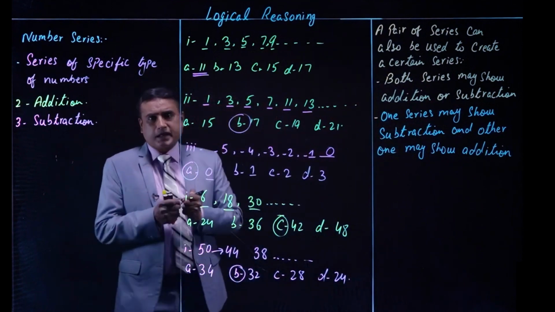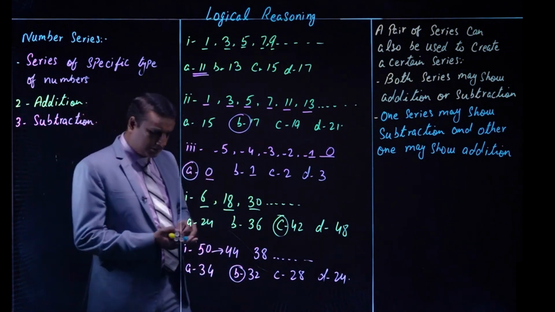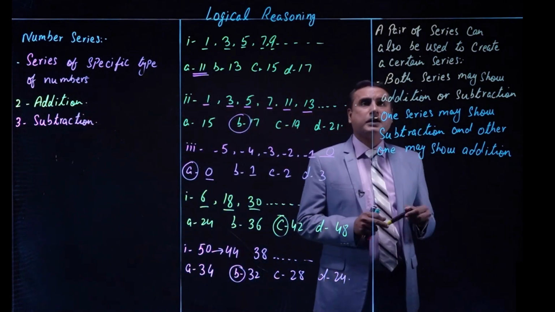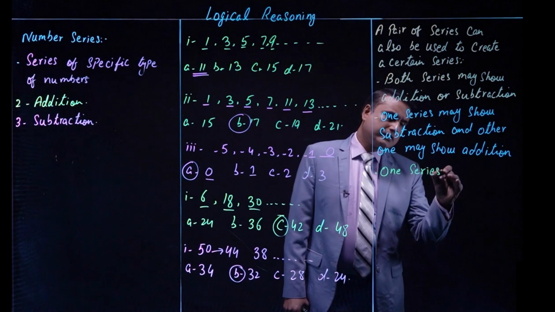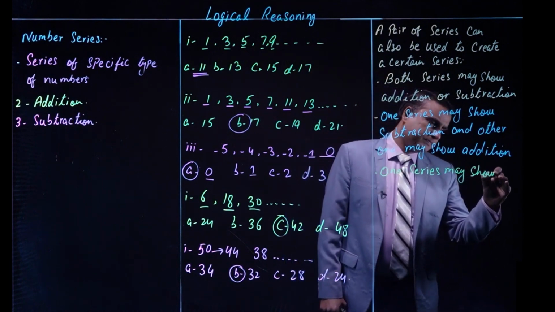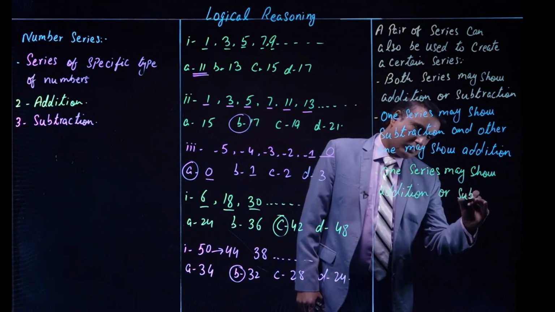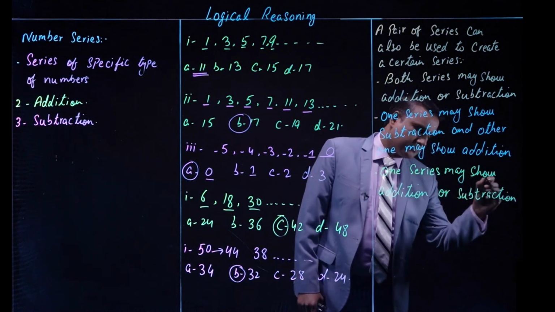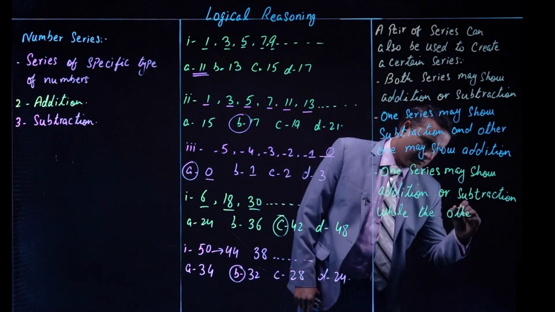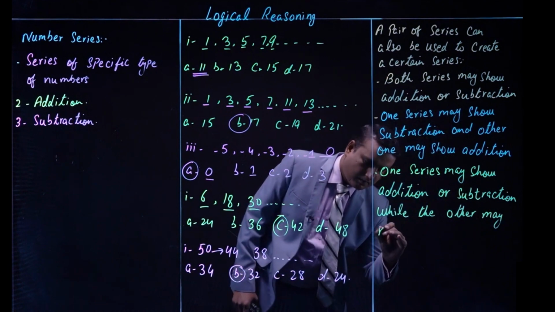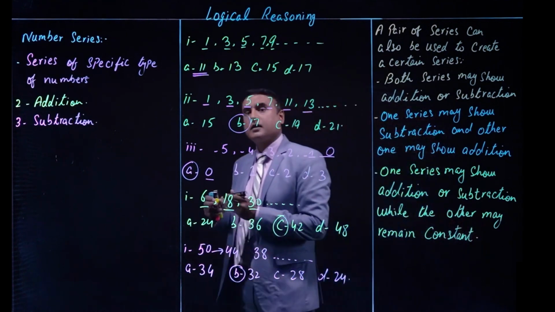दो डिफरेंट सीरीज भी चल सकती हैं. एक सीरीज में हम क्या करें? मुसलसल चीजें ऐड करते चले जाएं और दूसरी सीरीज में हम क्या करें? ये चीजें सब्ट्रैक्ट करते चले जाएं. एंड देन एक और पॉसिबिलिटी भी मुमकिन है कि one series may show addition or subtraction while the other may remain constant. ये भी ऑप्शन हो सकती है.